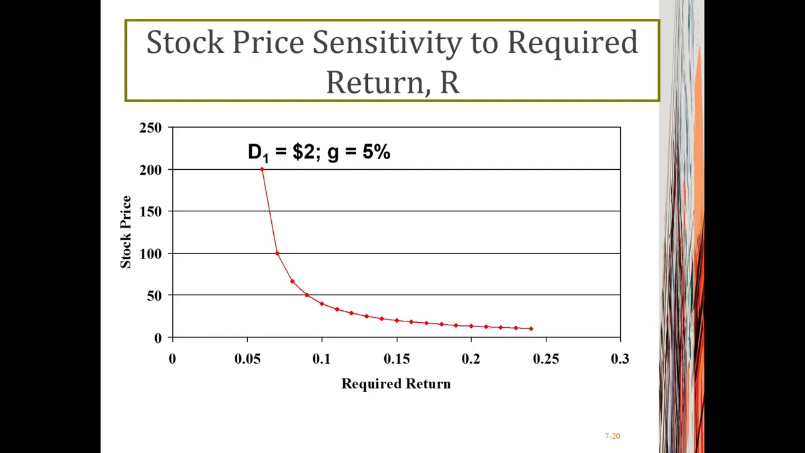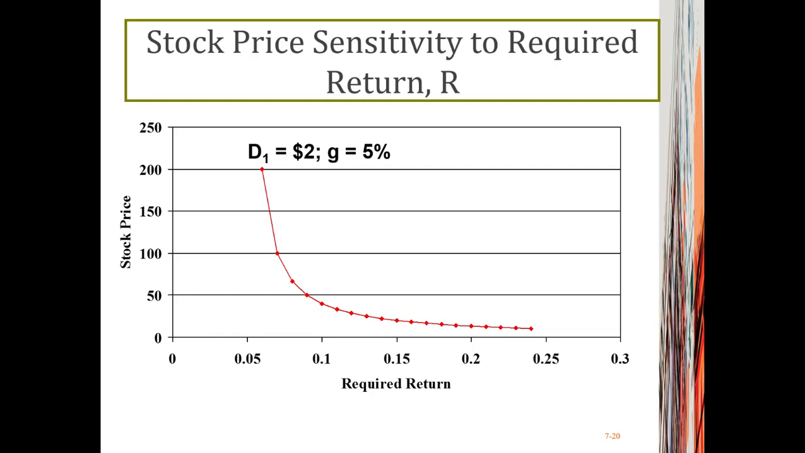Does that make sense? Well, the stock price is the present value of all future dividends. If we use a higher discount rate, then we will have a lower present value, or lower stock price. So that makes sense. And also here you see an exponential function in terms of the relation between required rate of return and stock price.